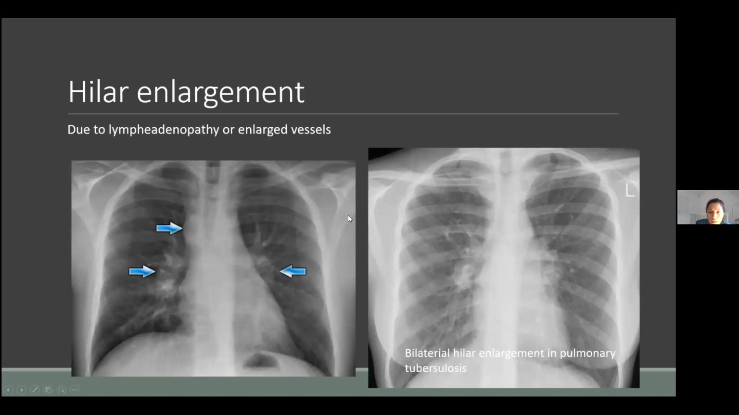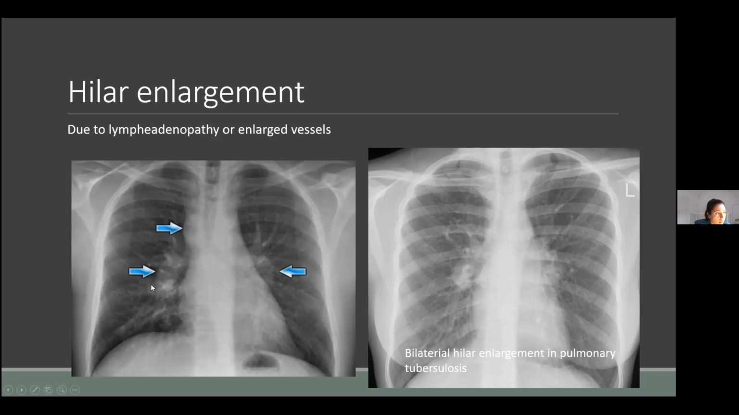So enlarged hilus can be unilateral or bilateral. It can be caused by enlarged reactive or pathological lymph nodes. For example, in tuberculosis, as you can see here, obviously enlarged hilus due to enlarged lymph nodes. Also, what we see in the Netherlands is granulomatous diseases such as sarcoidosis, but also enlargement of lymph nodes in malignant pathology.